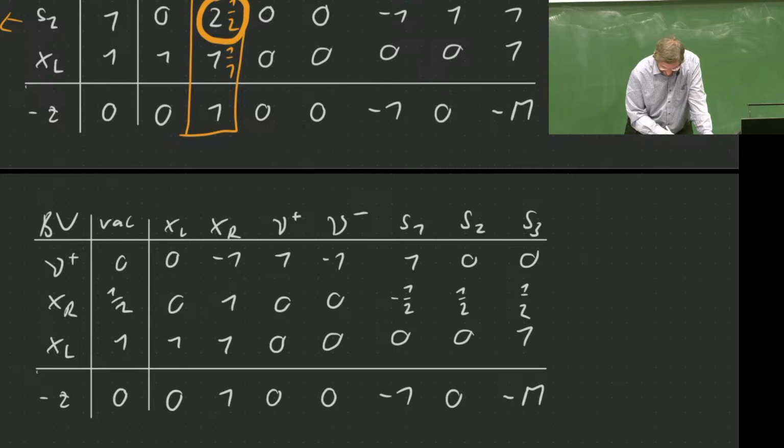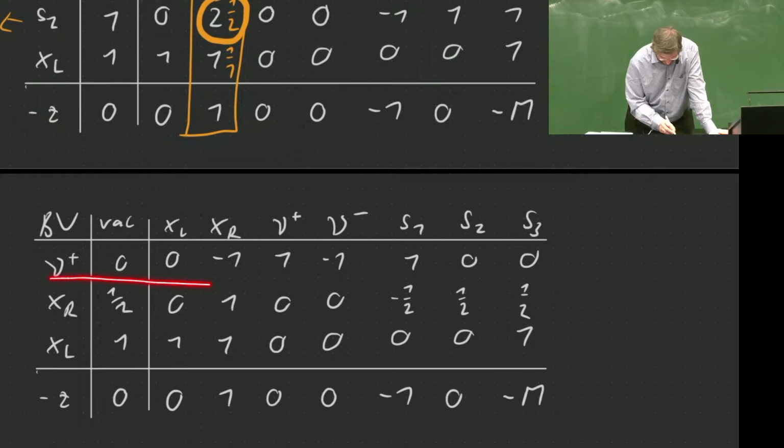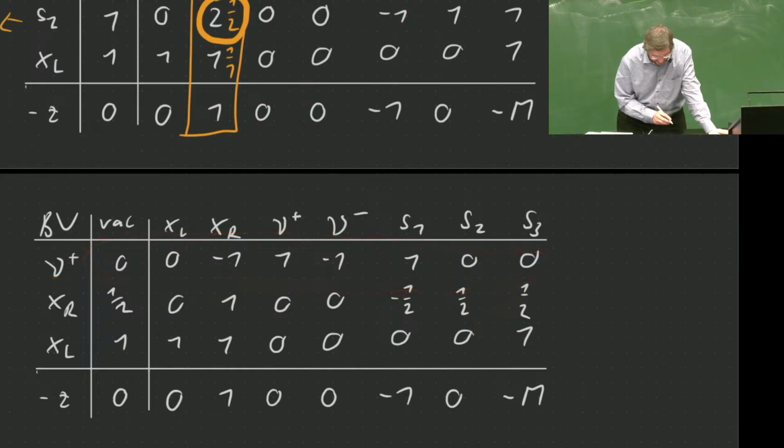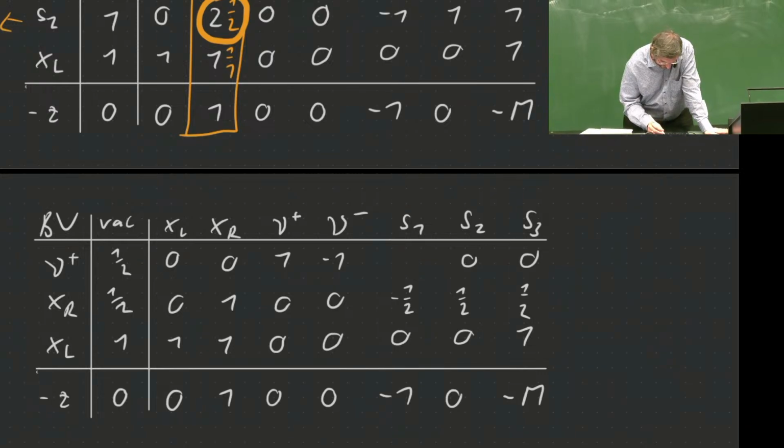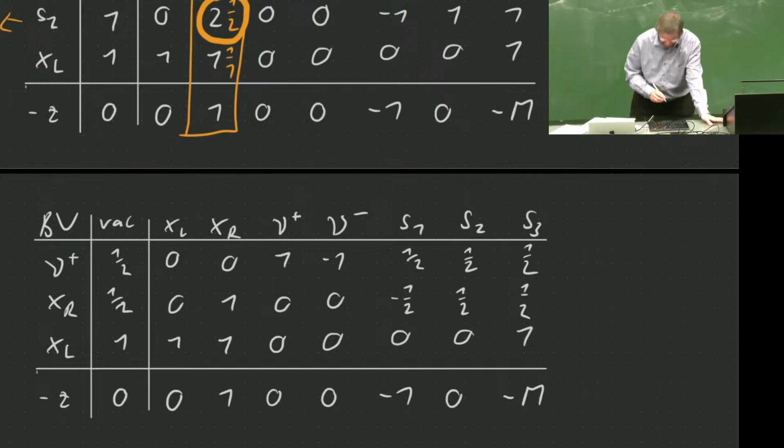So first, let's add this new second row to this first row here to get rid of this minus 1. What we get is 1/2, 0. The 1 and the minus 1 will stay. Here we get 1 minus 1/2, so that's 1/2. And here we get 1/2 and 1/2.